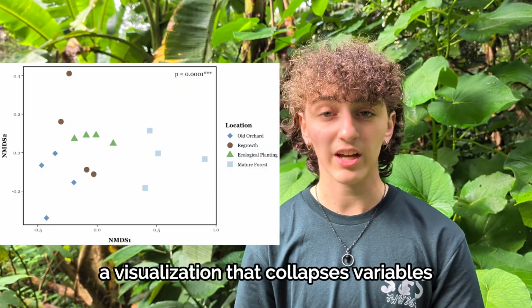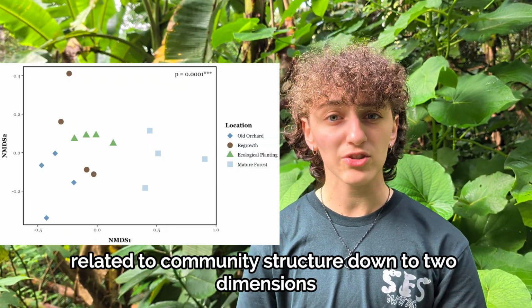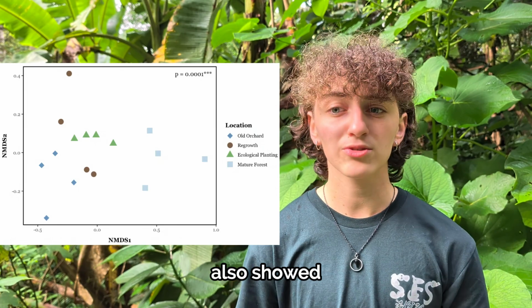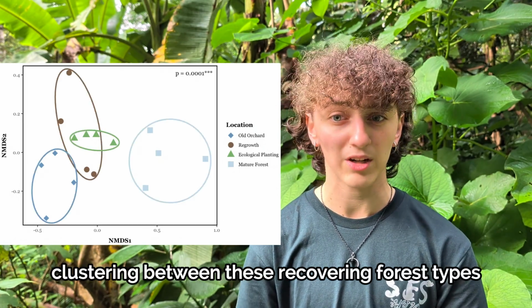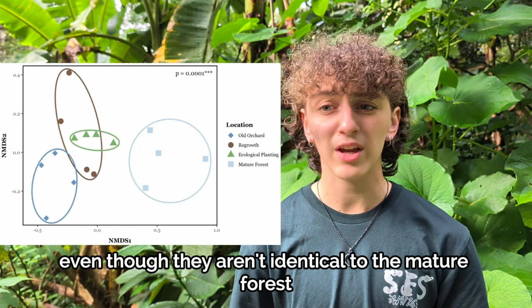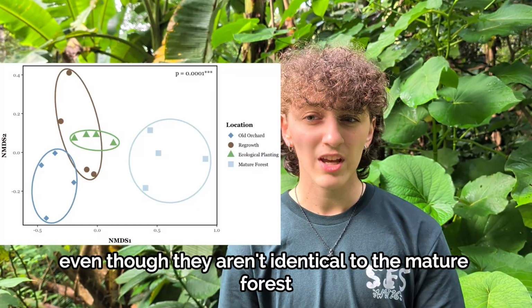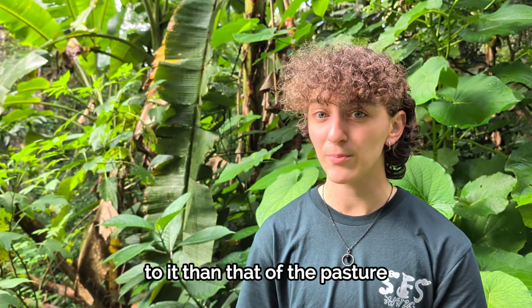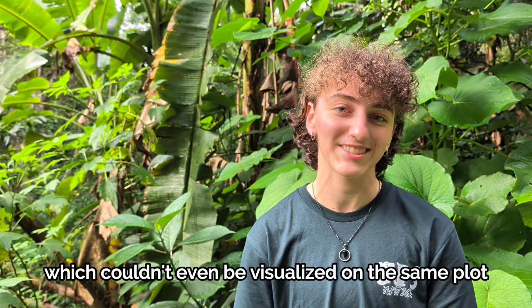A visualization that collapses variables related to community structure down to 2 dimensions also showed clustering between these recovering forest types. Even though they aren't identical to the mature forest, they're still much closer to it than that of the pasture, which couldn't even be visualized on the same plot.